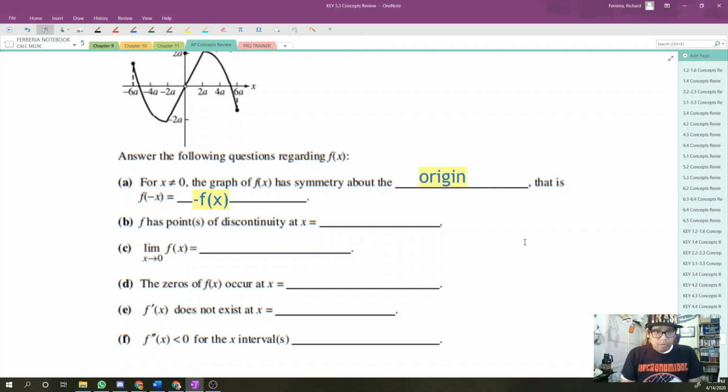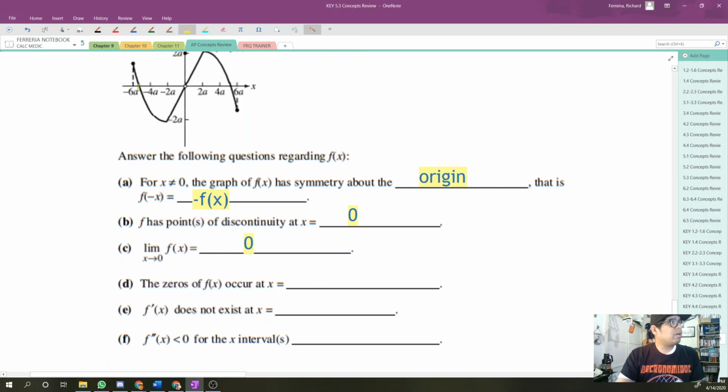Okay, are there any places on the graph where we have a point of discontinuity? And I'm looking at the graph and I can only see a point of discontinuity right at the origin here. So there's my point of discontinuity. We have a point of discontinuity when x equals 0. Next. As x approaches 0, f of x equals, so what is the y value as x approaches 0? Well, on both sides of here, it looks as though the y value is approaching 0. So then the limit as x approaches 0 is also 0.